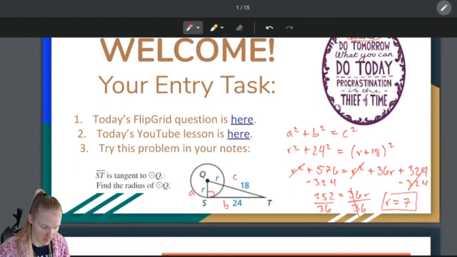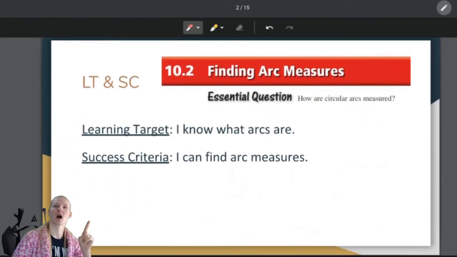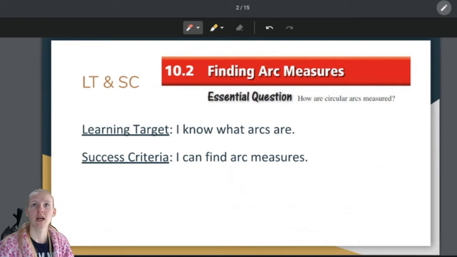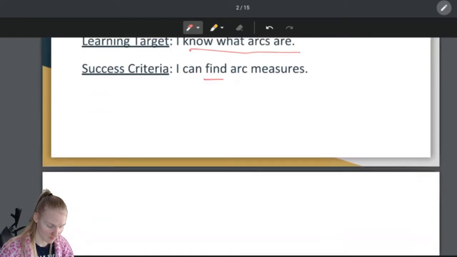Okay, moving on to what we have for today. Today, we move on to section 10.2, which is about finding arc measures, which is why our learning target is I know what arcs are, and our success criteria is that I can find arc measures. So, in order to be able to find them, you need to know what they are. So, let's figure that out right now, shall we?